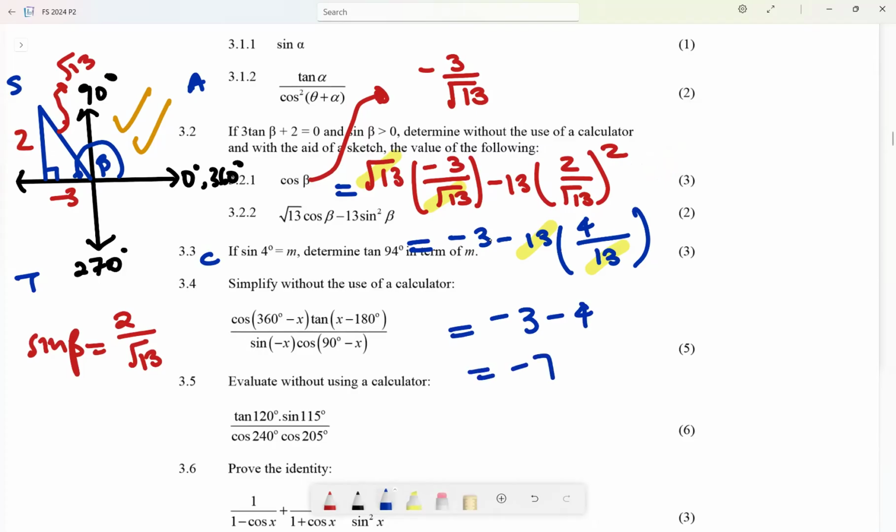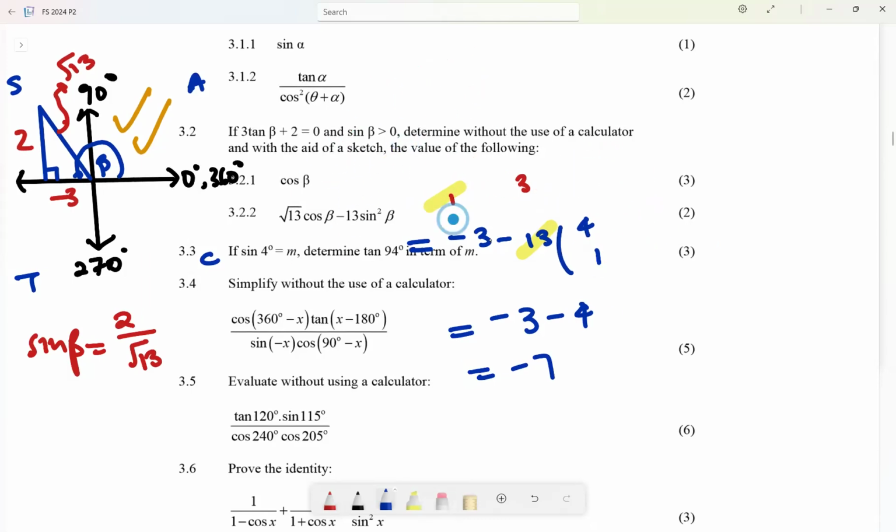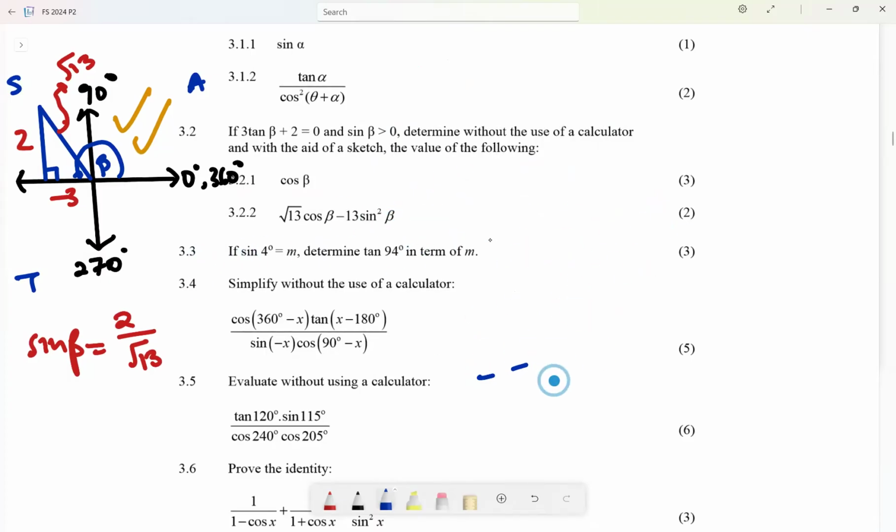Okay, cool. Then let me move on to 3.3. On 3.3, I'm told that sine 4 degrees is equal to M. So on these ones, I want you to draw this for yourself. Sine of 4 degrees is equal to M, something like that.